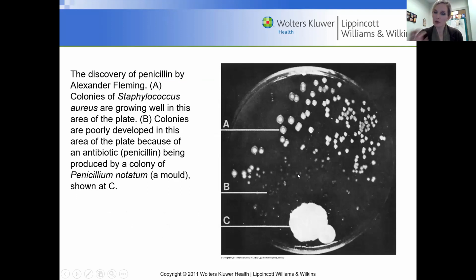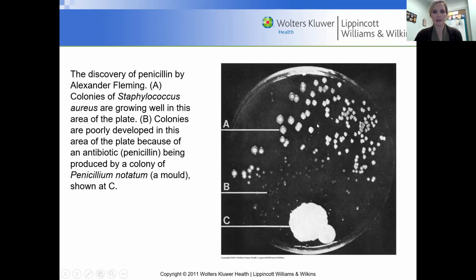I think we've talked briefly about this before. This is the discovery of penicillin by Alexander Fleming. He was the one who came up with penicillin. What he had was colonies of Staph aureus growing. If you think of the term Staphylococcus, we're talking about round-shaped bacteria in clusters. So Staphylococcus aureus is growing here in this Petri dish.